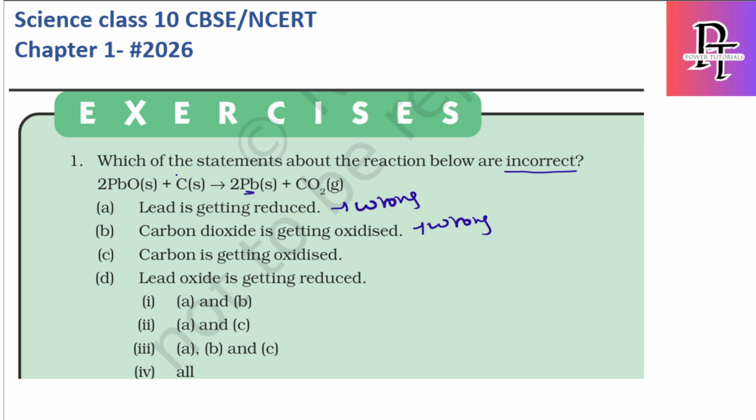Why? Because carbon is getting oxidized. In the previous videos I explained that oxidation is gaining of oxygen or losing hydrogen, and reduction means losing oxygen or gaining hydrogen. Here you can see lead oxide is losing oxygen to form lead, so it is reduction. Carbon is gaining oxygen to become carbon dioxide, so C to CO2 is oxidation. Carbon dioxide getting oxidized is wrong, and lead getting reduced is wrong. Carbon getting oxidized is a correct statement, and lead oxide getting reduced is also a correct statement, but they are asking for incorrect statements. The wrong statements are A and B.